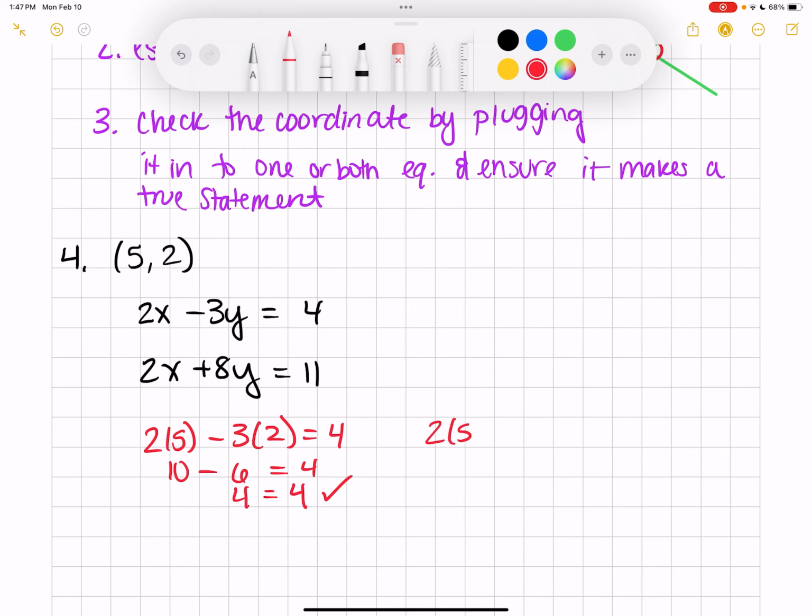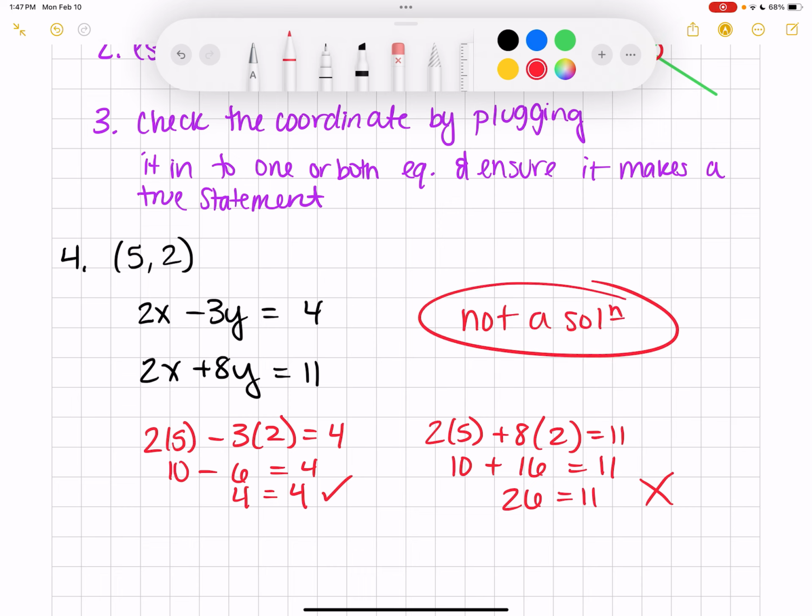So 2 times 5 plus 8 times 2 equals 11. 10 plus 16 equals 11. 26 equals 11, which is obviously not true, so this one is not a solution. Any questions about actually plugging them in? We've kind of done stuff like this before. We just did it with one equation instead of 2.